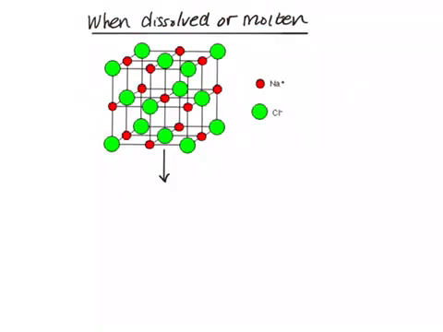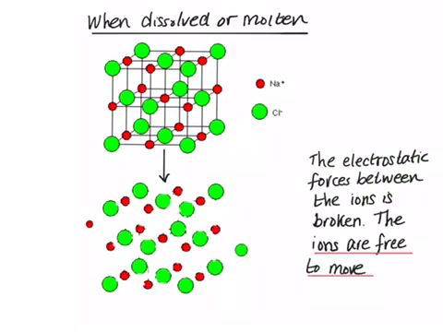However, if you take an ionic compound like sodium chloride and you dissolve it in water, for example, or it's molten, i.e. you heat it to the point whereby it melts, so you take sodium chloride to over 801 degrees, what happens is the force between the ions is broken. So the electrostatic force is broken and the ions are free to move.